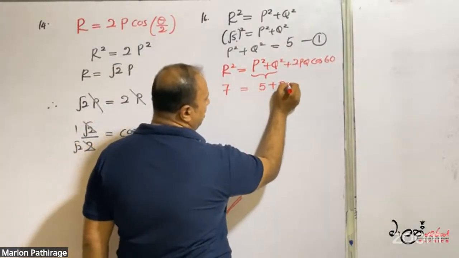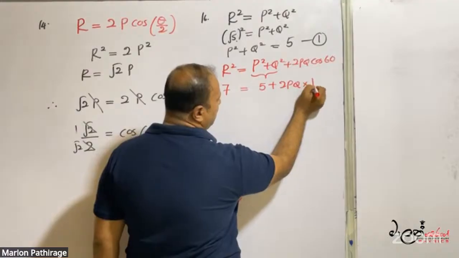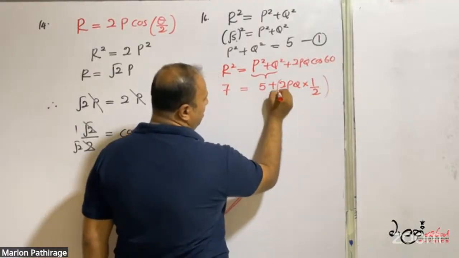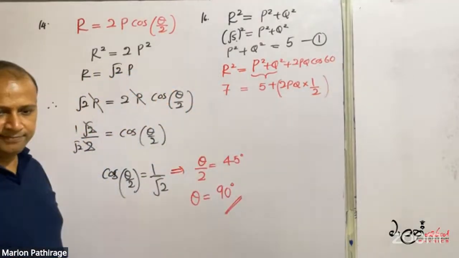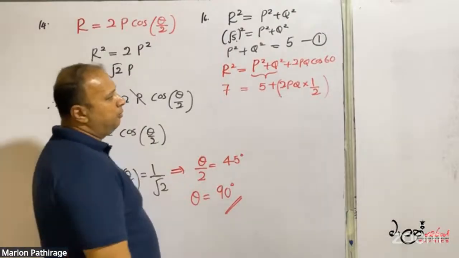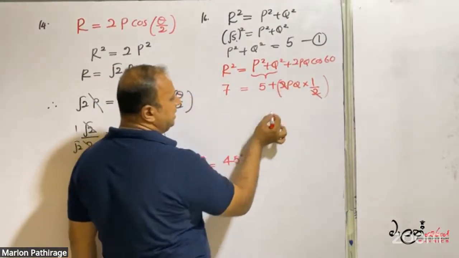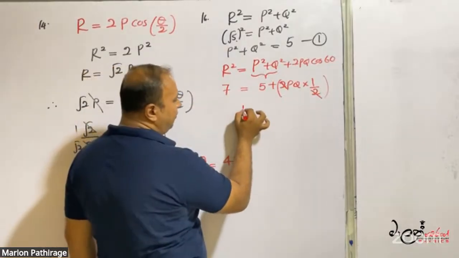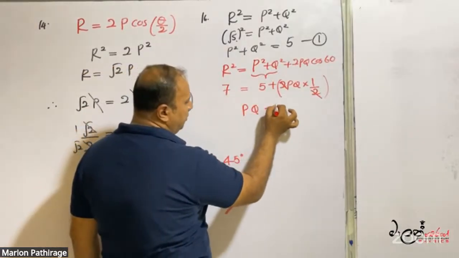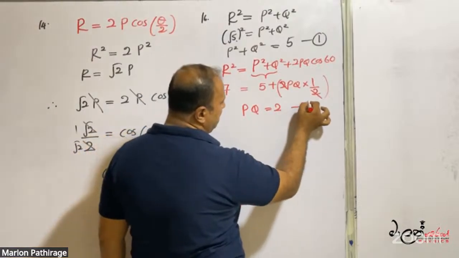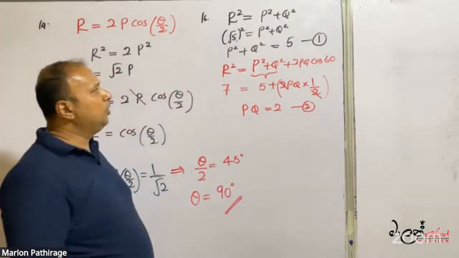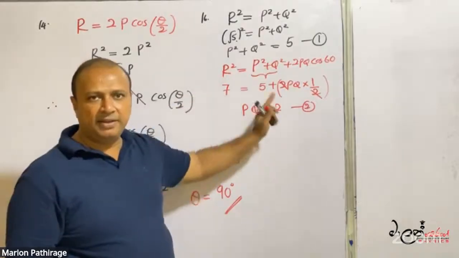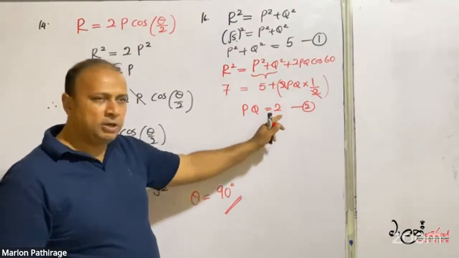plus 2PQ cos 60. Cos 60 means half. The 2 and the half will be cancelled out. If you take 5 to here, that will be 2. Therefore, PQ is equal to 2. Now you know P squared plus Q squared, that is 5. You know PQ is 2.